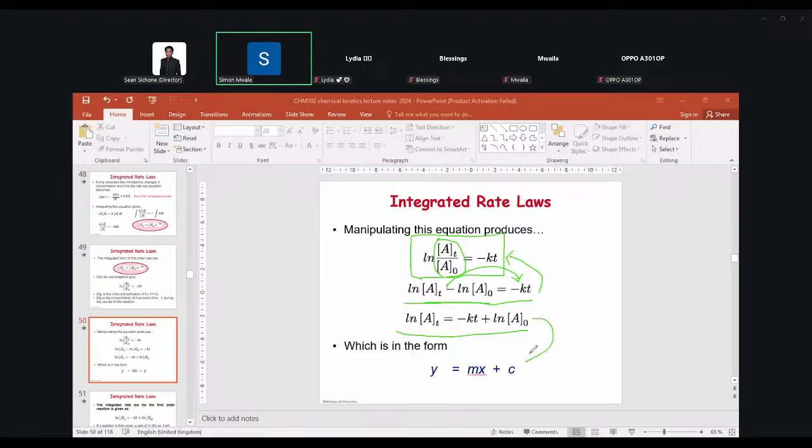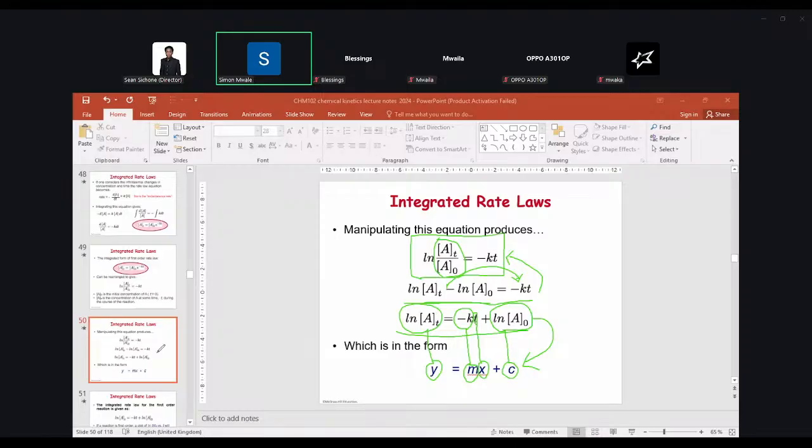Now this equation is the same as an equation of a straight line, where this C is represented by this term here. You can see that this whole term, natural log of the concentration of A initial, is representing the C, whereas the M here, which is a gradient, is represented by the negative k. And the X here is the t there. And the Y here is the whole of this thing here. That is the Y. So this is an equation of a straight line.